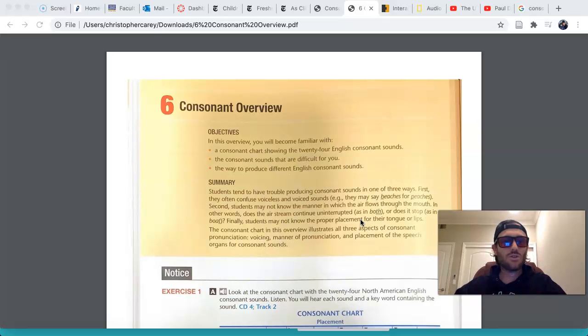So that's what we're going to do this chapter. Hopefully by the end of this chapter, you'll become familiar with all 24 consonant sounds. You'll be able to identify the consonant sounds that are difficult for you and practice those with the exercises in this book, and you'll be able to produce all 24 consonant sounds with more confidence, but especially the ones that are difficult for you, as you're going to have a deeper understanding of the anatomy of the mouth and how the different parts of the mouth change to produce these different consonant sounds in English.